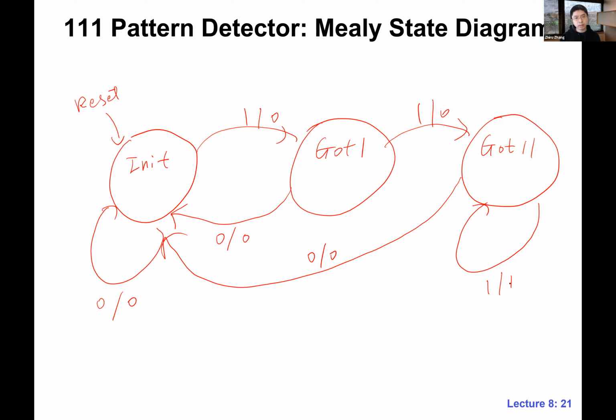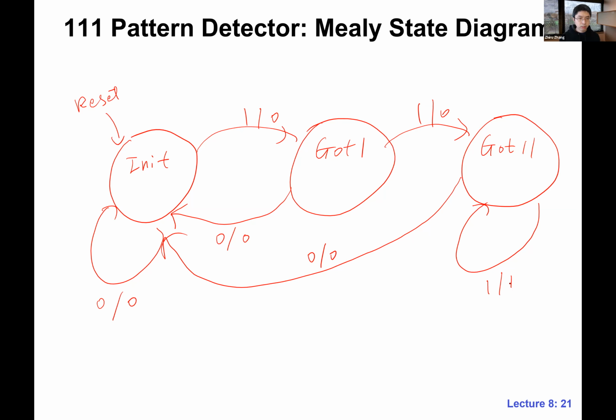Actually there are pros and cons, which I'm going to discuss later on. But this machine implements the same function, where we detect a 1, 1, 1. All right, so this is the first problem. Hopefully this is not too difficult.